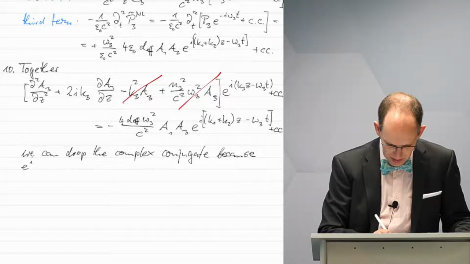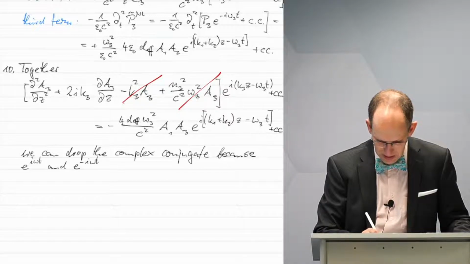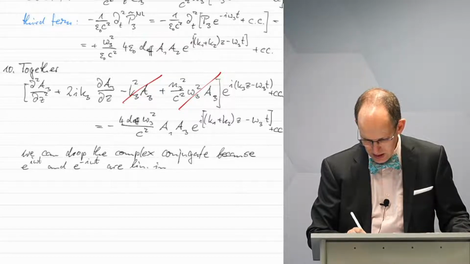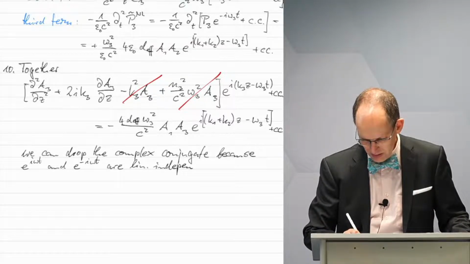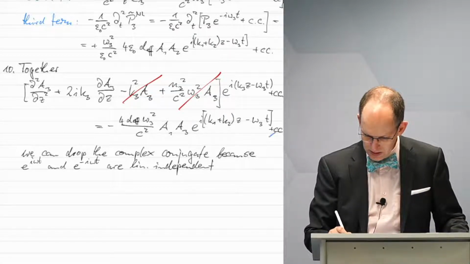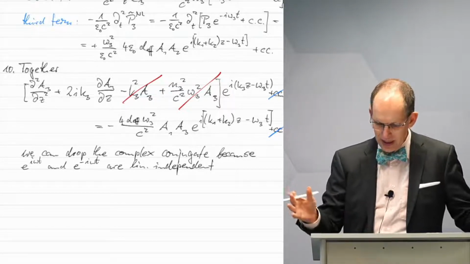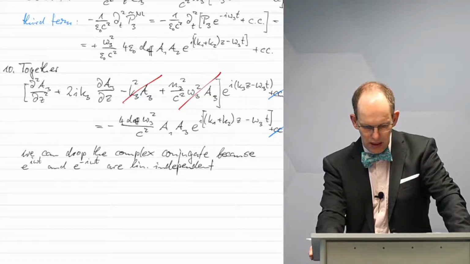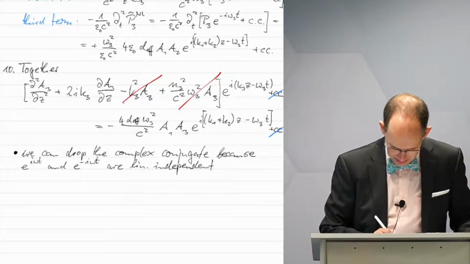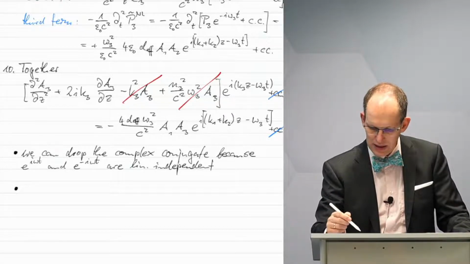e to the I omega t and e to the minus I omega t are linearly independent. So let's drop them. So the CCs are gone. And then, as I said, we can also drop the factor e to the minus I omega t.